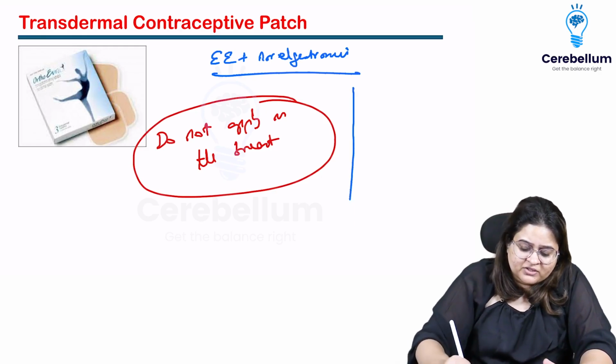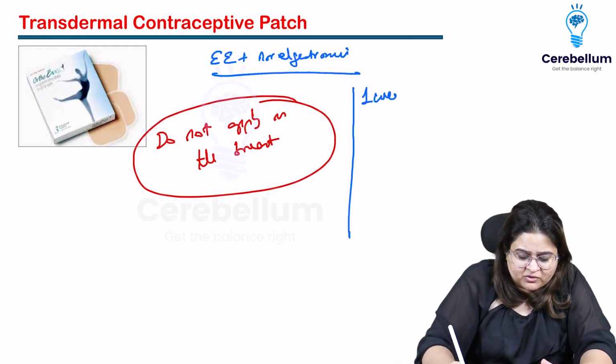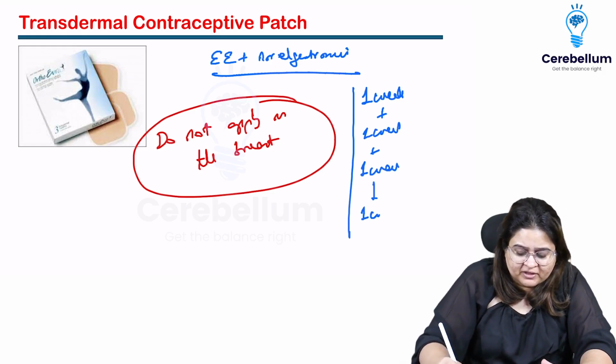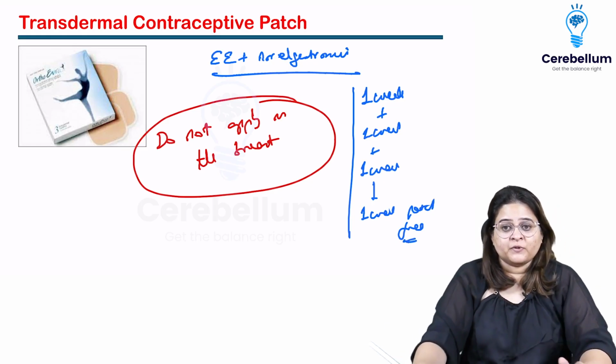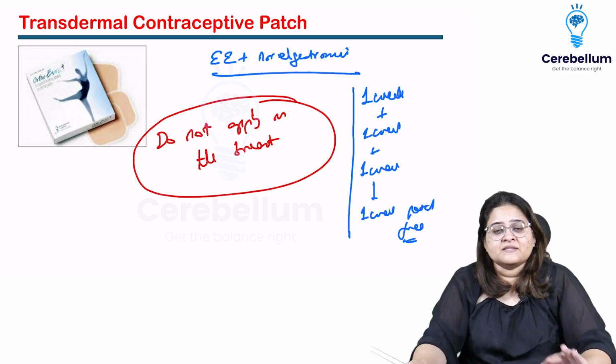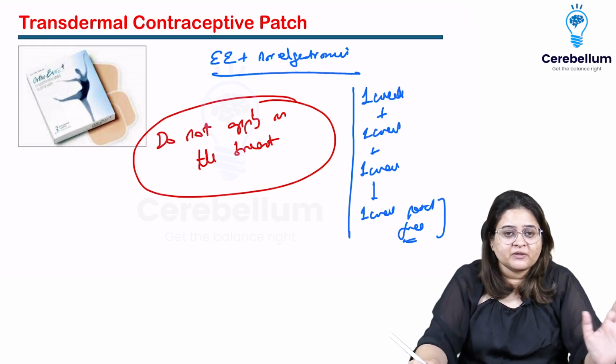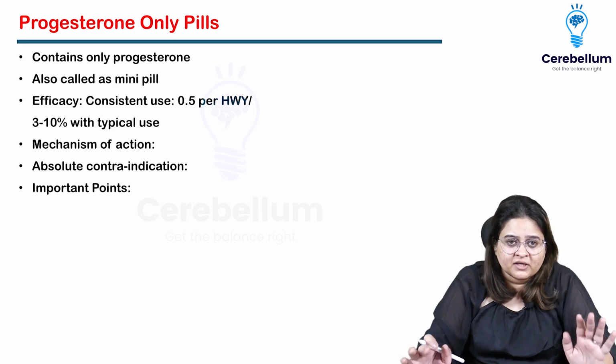Okay, now how is this used? Every week a new patch. So 1 week plus 1 week plus 1 week. A new patch every week and then 1 week patch free. This is the time she's going to get her withdrawal bleeding or her period. And then start a new patch after that 1 week patch free interval is gone. So every week a new patch is used.